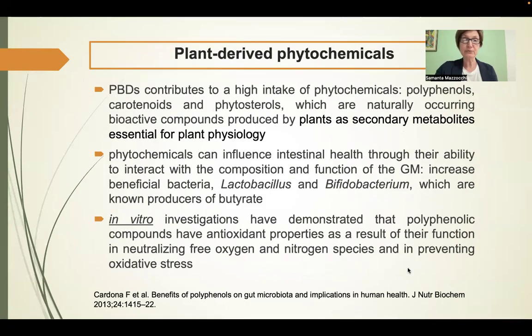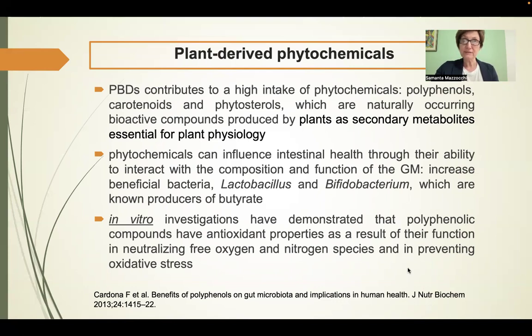Plant-based diets contribute to a high intake of phytochemicals, polyphenols, carotenoids, and phytosterols, which are naturally occurring bioactive compounds produced by plants as secondary metabolites essential for plant physiology. Phytochemicals can influence intestinal health through their ability to interact with the composition and function of the gut microbiota. They increase beneficial bacteria, Lactobacillus and Bifidobacterium, which are known producers of butyrate.